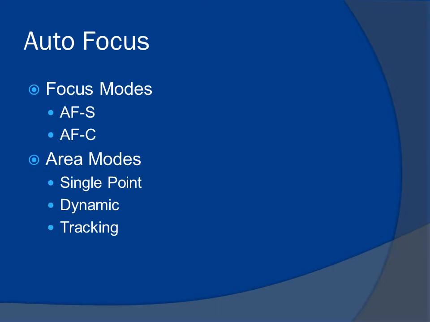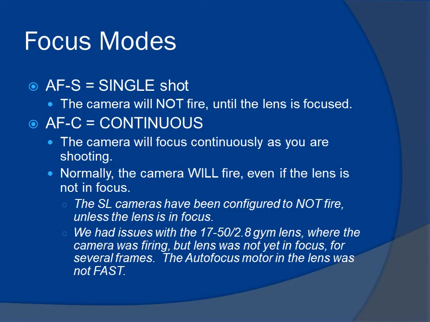Autofocus. Focus modes: AFS, AFC, area modes, single point, dynamic, and tracking. Focus modes: AFS is single shot. The camera will not fire until the lens is focused. AFC equals continuous. The camera will focus continuously as you are shooting. Normally, the camera will fire even if the lens is not in focus.